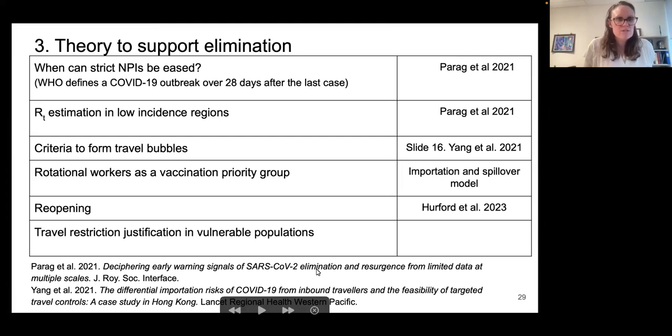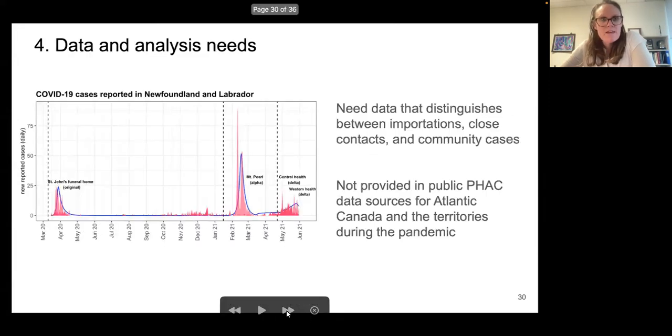We need a specific theory for reopening plans, and that was something that we did in a 2003 paper. Another area of need is to come up with justification for having travel restrictions for provinces that particularly have a lot of vulnerable individuals, or even regions within a province that have a lot of vulnerable individuals. And that's something that my honors student is working on a little bit.